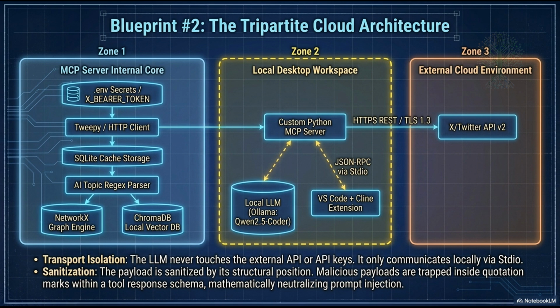In the center zone, the LLM just knows a tool called fetchLifeFeed exists. Right, and it can see the JSON schema for that tool, so it knows it needs a query string and a max results integer. But the schema intentionally leaves out any authentication parameters. The LLM just formulates the JSON RPC call with the search term and sends it to the left zone, the MCP server. Exactly. And inside that secure core, an HTTP client intercepts the command. The HTTP client reads the .env secret cylinder, which the LLM never sees. Right. It grabs the XBearer token, injects the auth headers into the raw HTTPS request, makes the network call, and gets the raw JSON back from Twitter.